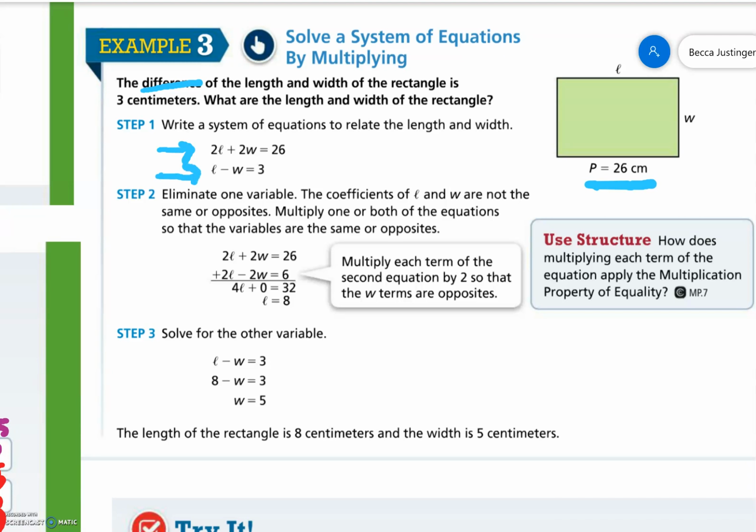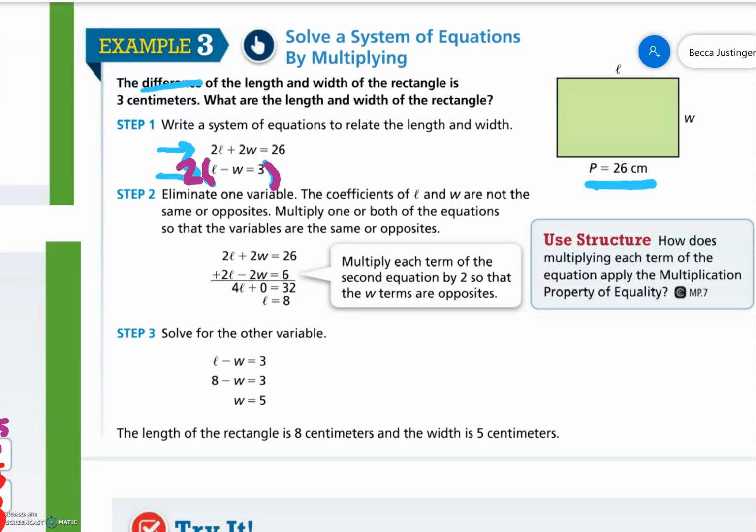But you would say, Ms. Justinger, you said in order for them to cancel out, we need them to have the same number in front. And they don't. We've got a 2L and an L, a 2W and a W. So we need to multiply one of the equations by a number in order to get them to cancel out. I also want to pay attention to making sure one of them is positive and one of them is negative. So I see my 2W and my W. The 2W is positive, the 1W is negative. So I'm going to multiply the bottom equation by 2.